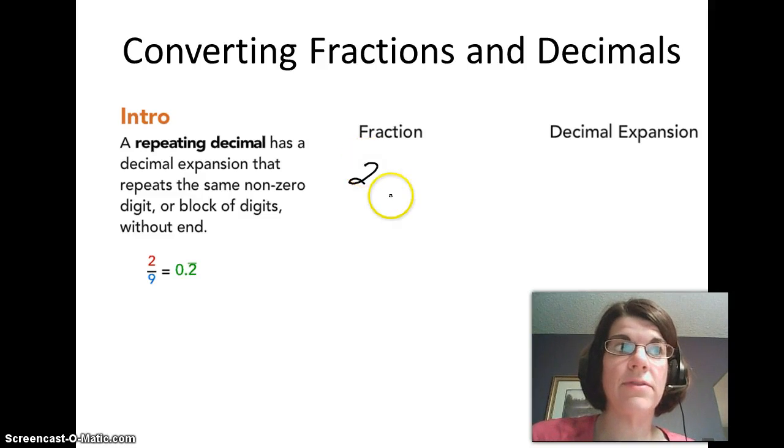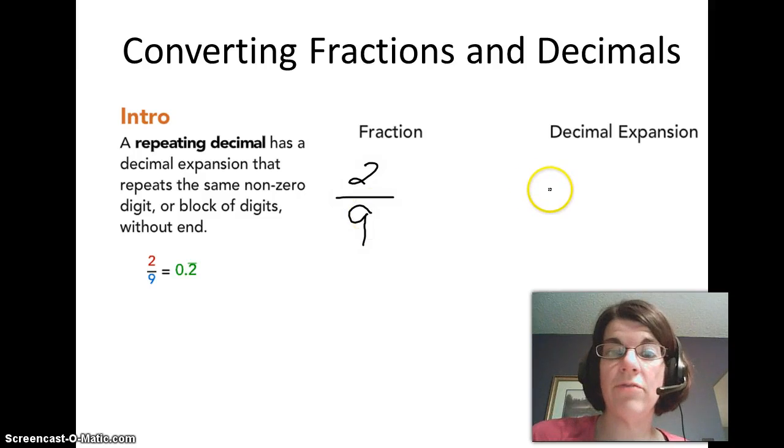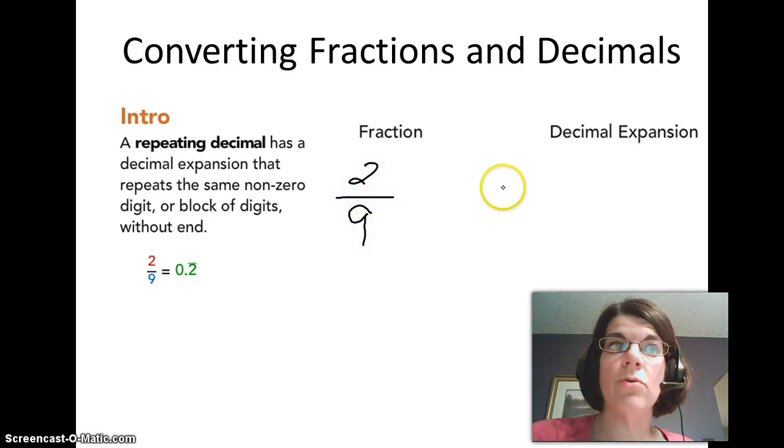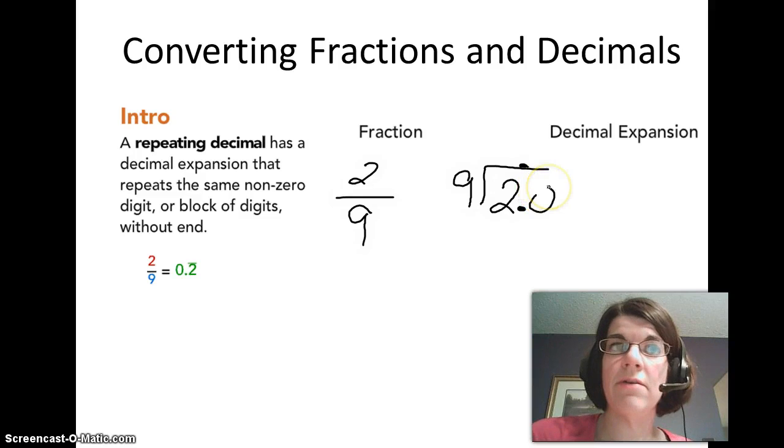So we have 2/9, and if I change that over to a decimal, if you read this fraction, it's 2 divided by, remember that line means divided by, 9. So we put 2 in the house and 9 goes outside. 2 is divided by 9. Now 9 cannot go into 2, so we have to add a decimal point. Think back to 5th grade. You have to add a decimal point and a 0.